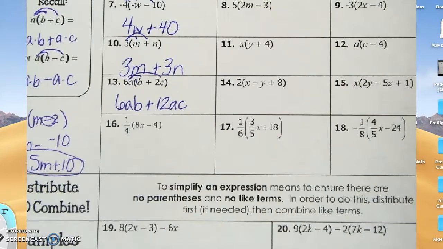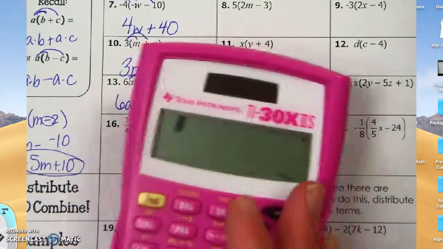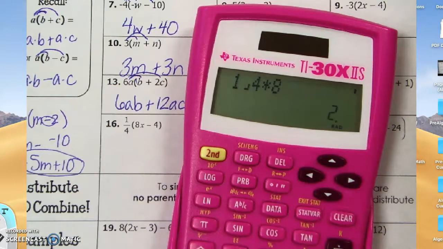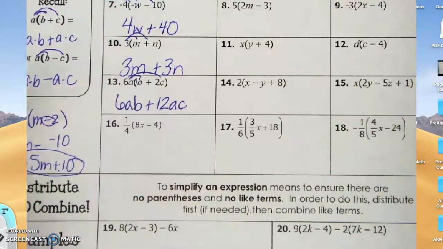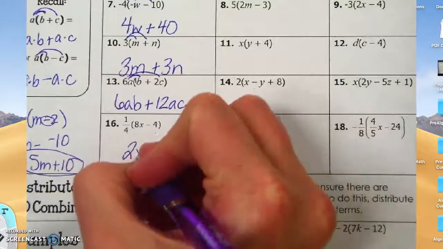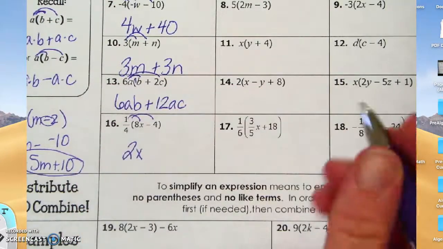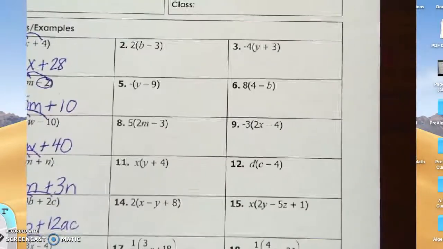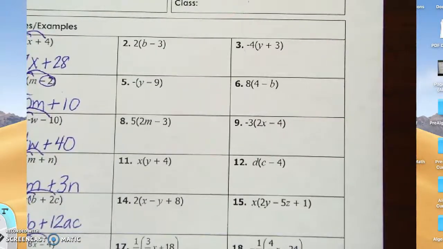When you have fractions, again, you can hopefully do them in your head, or if you want to use a fraction button on this calculator, it's the ABC button. So you do 1 ABC 4 times 8, and you should end up with 2. If you have a different calculator, just find where your fraction button is, and you will be able to do that. So 2x, and then 1/4 times 4 is 1. So we're going to do minus 1. Go ahead and try the middle column and then come back and check your answers.